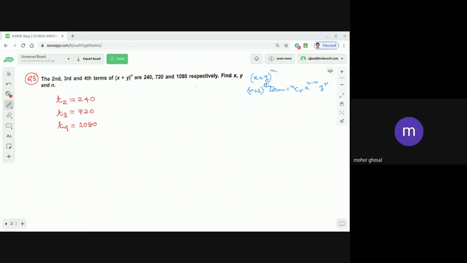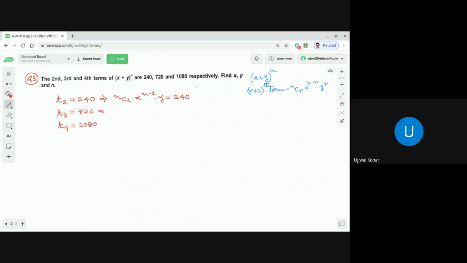Correct. So how are we going to find it out? T2 is equal to 240. That means if we apply that r plus 1th term formula, then what we are going to get from here? It is actually nC1 into x power n minus 1. Correct or not? Yes. Into y, that is equal to 240.